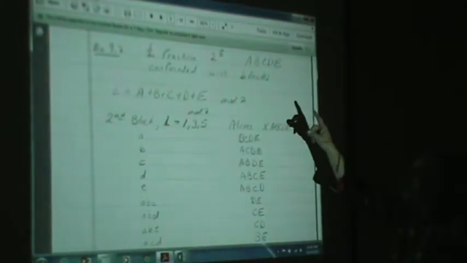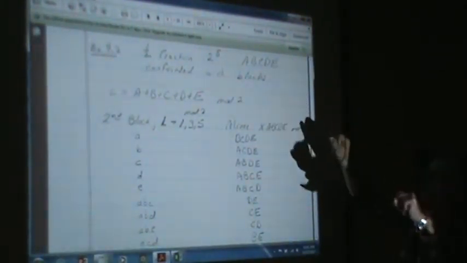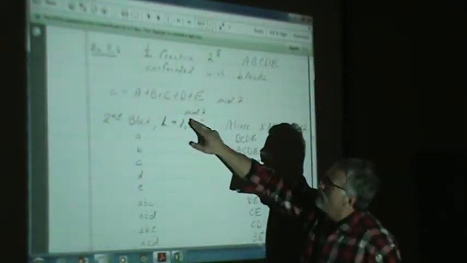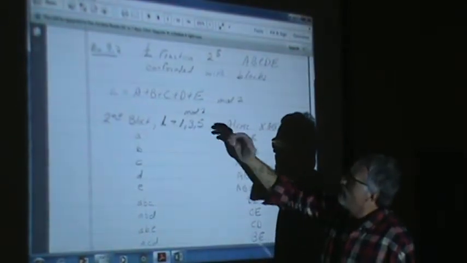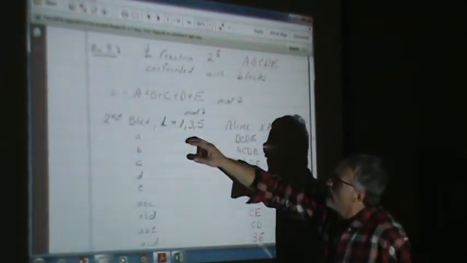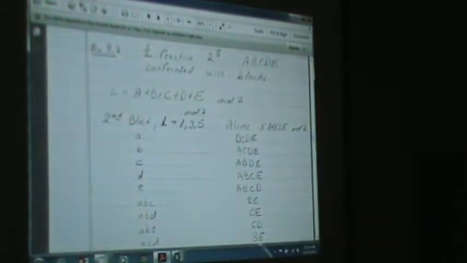Let's compound the highest order, and we've got a mod 2. So we're going to have 2 blocks. So in one block, if L is 1, 3, or 5, that'll create one block, and if L is 0, 2, or 4, that'll create the other block. So let's see. So I've created this, that's block 2.